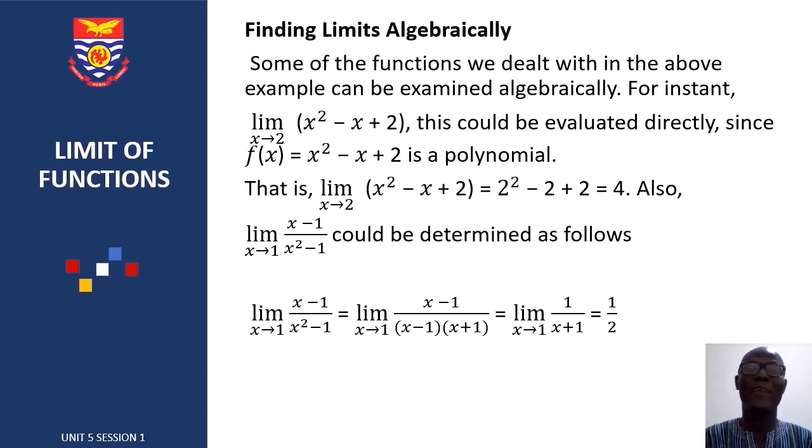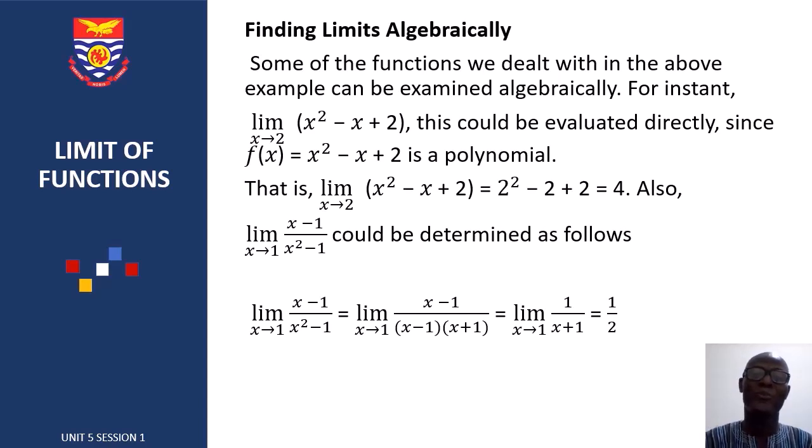Now we want to find limits algebraically. To find limits algebraically, we substitute the value which x approaches into the given function. For instance, if the given function is x squared minus x plus 2, and since this is a polynomial, then our limit is 2 squared minus 2 plus 2, which gives 4.